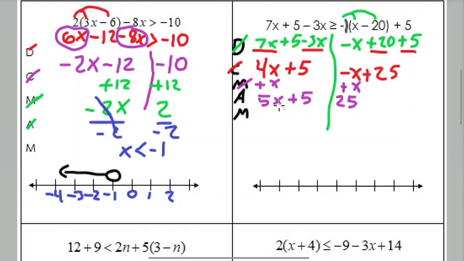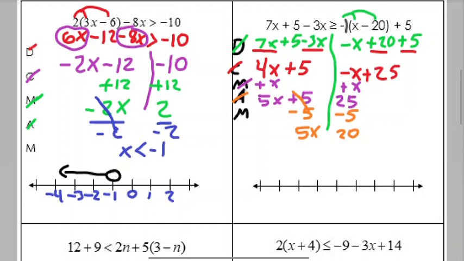So I want to work on the side with my variable, and I want to either add or subtract. So I want to get rid of this plus 5. So the opposite of that would be minus 5. And I have to do the same thing to the other side to keep it balanced. Well, if I do that, those 5's cancel out, and that leaves me with 5x on the left side. And 25 minus 5 gives me 20 on the right side. And I'm done with my adding or subtracting.